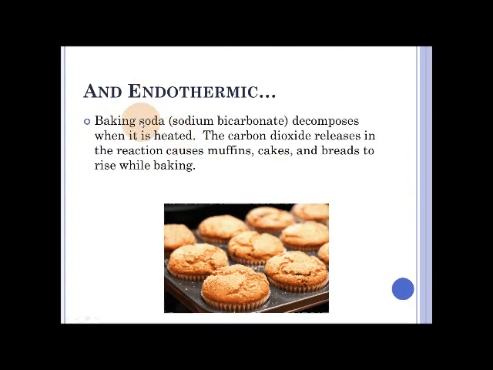And endothermic. Baking soda, sodium bicarbonate, decomposes when it is heated. The carbon dioxide releases in the reaction, causing muffins, cakes, or breads to rise while baking.